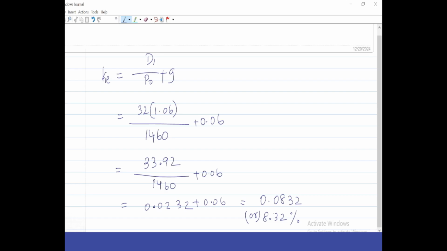Please remember, guys, rupees 32 is not D1, it is D naught. It is the dividend that would have been paid in the previous year had the company paid 40% of their earnings as dividends. Is that clear? Got it?